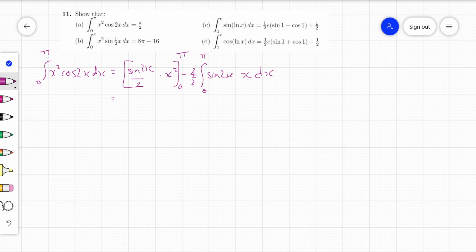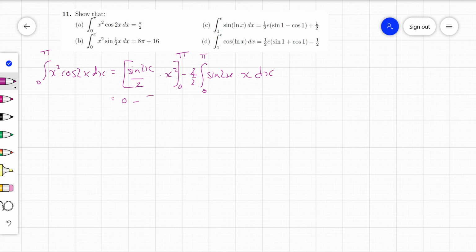Okay, now when I put in sine of 2 pi, I've got 0. When I put in sine of 0, I get 0. Also, there's the 0 squared if I sub it in there. So that first bracket's going to get us 0. All right, minus, here we've got 2 on 2, so it's just 1. Okay, so we've got the integral of sine 2x times x.